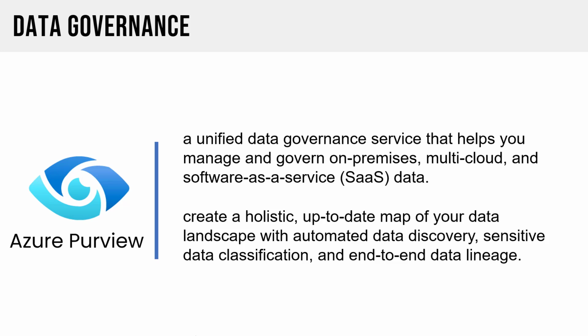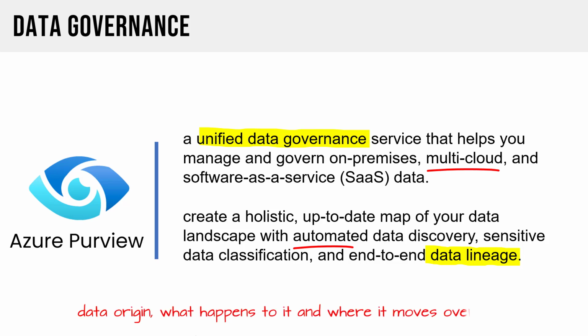So if I were memorizing this for the exam, knowing that it may not come up, but at some point in the future, depending on when you take the exam, it well might, the key phrase here is unified data governance, multi-cloud, automated, and data lineage. And you might ask, what the heck is data lineage? Well, that really speaks to establishing the origin of the data, what happens to it, and where it moves over time.